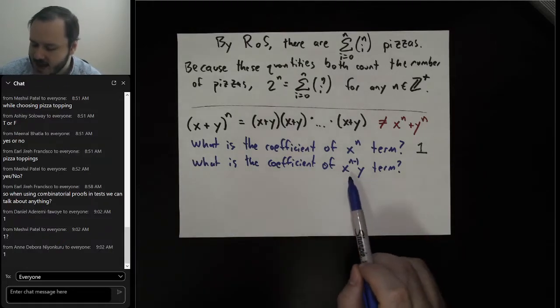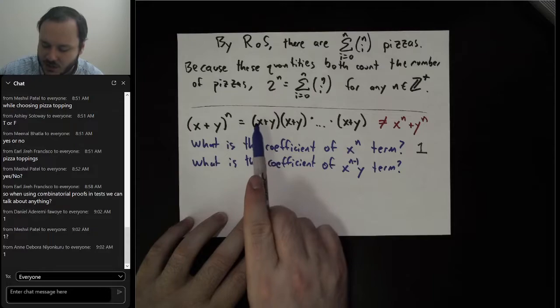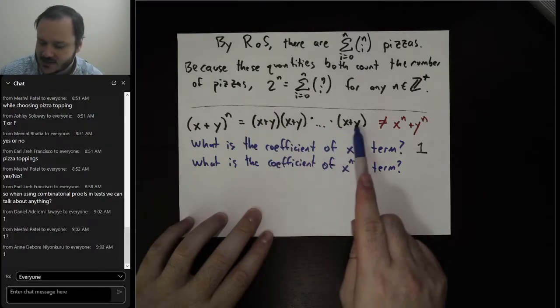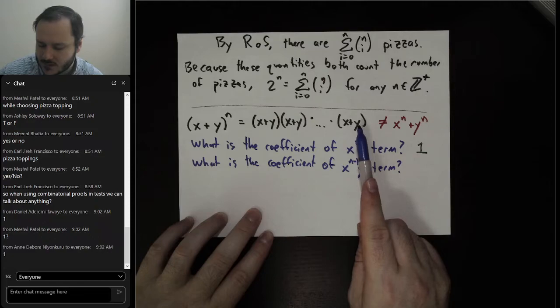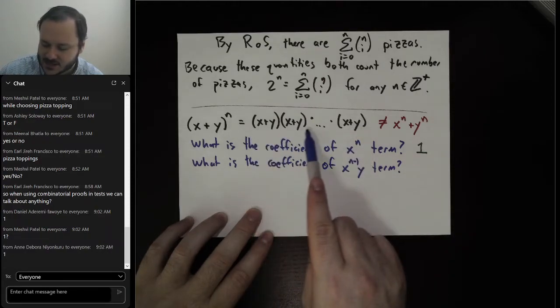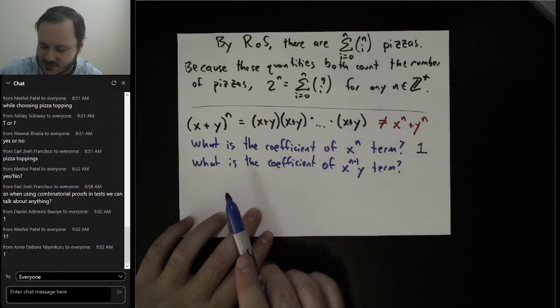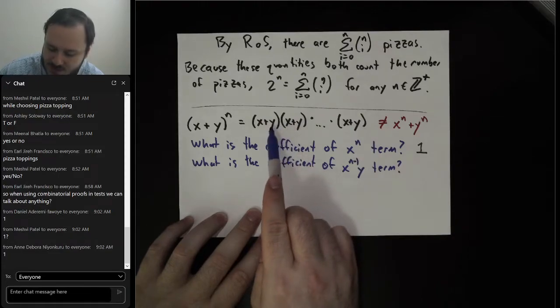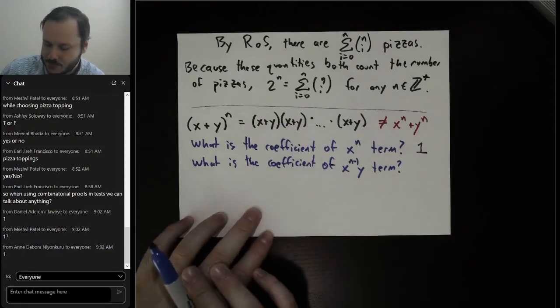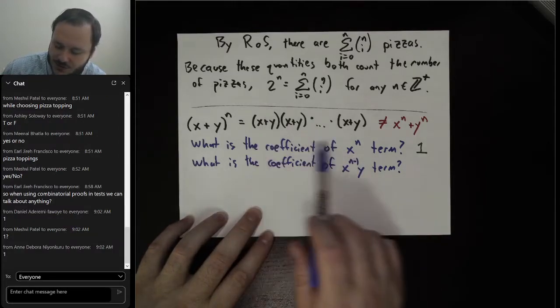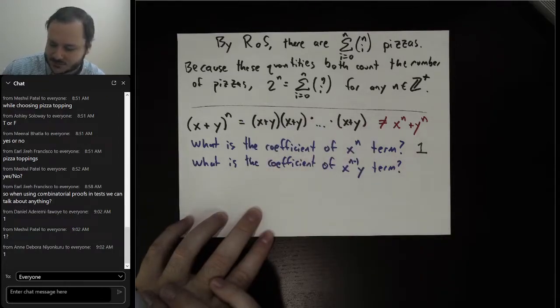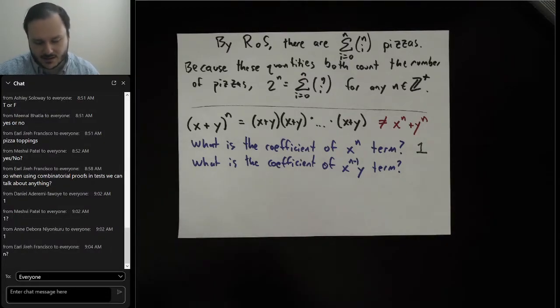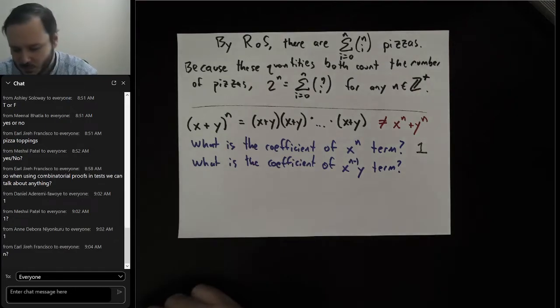So if I want to get an x to the n minus 1 times y, I could pick x, x, x, x, x, x, x, finish on y. Or I could pick x, x, x, x, x, y, last x. Or x, y, x, x, x, x, x, x, x. Or I could pick y first, and then x, x, x, x, x, x, x. How many different ways are there to choose my y out of these? N. I've got n different places where my y could come from.